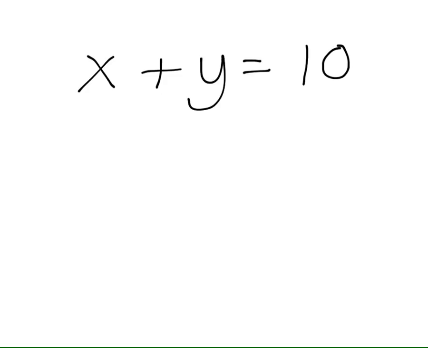Equations solving for two different variables. So if I gave you this problem, somebody give me one answer for what x and y would be. Just one answer. Yeah, Jay. 5 and 5. They could be 5 and 5. That would work, right? What would be another one?